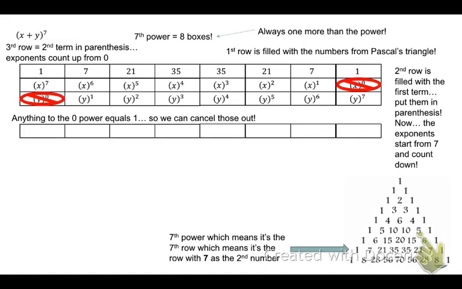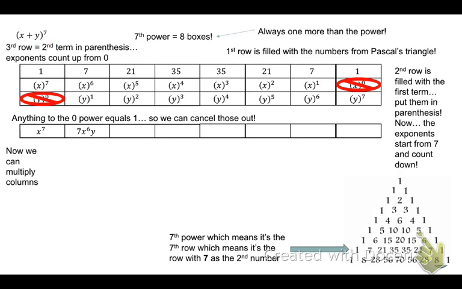You can draw another row of boxes if you want. You don't have to. You could just write this out. The boxes help organize it though. So now we can multiply columns. In that first column, we have 1 times x to the 7th, so we're multiplying down here. 1 times x to the 7th, which is x to the 7th.